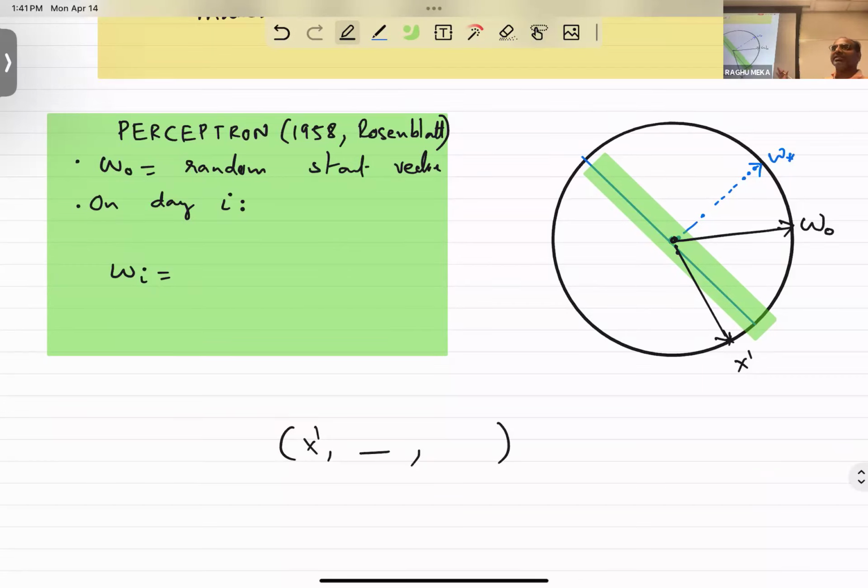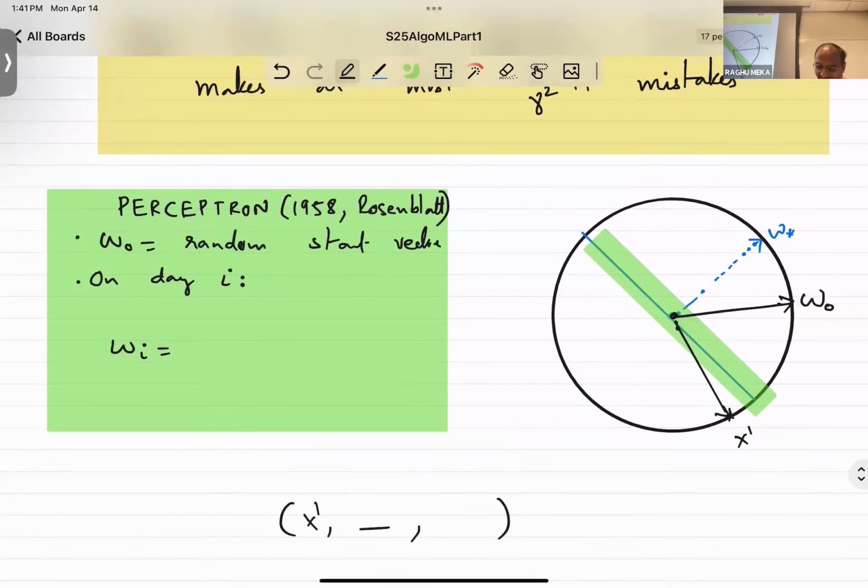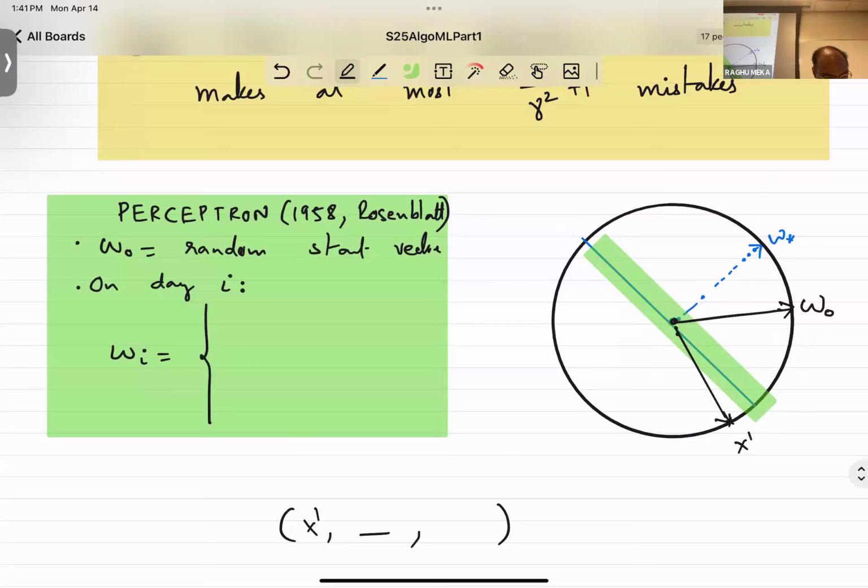If we don't make a mistake, what do we do? Keep it the same. That's the easiest decision to make. Don't break what's working, right? So you didn't make a mistake that day, so I'm not going to learn anything. I'm just going to keep it as it is, right? So w^i = w^(i-1) if no mistake, right? But when we make a mistake, what should I do? So for example, we were doing this, right? So we had the prediction, and this is the true label.